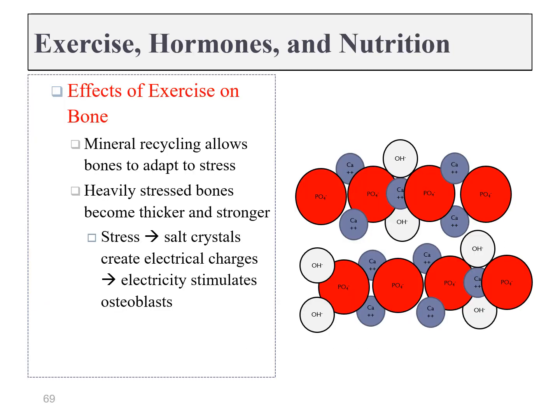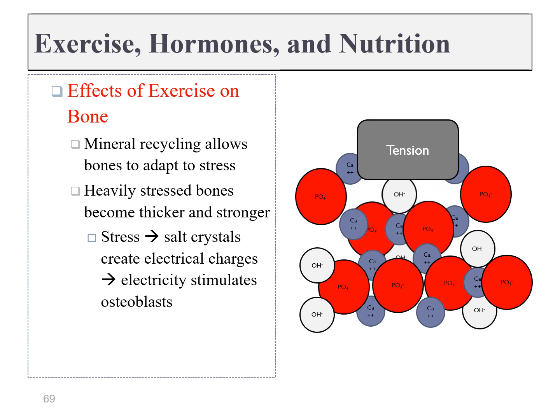The way that this happens is that when pressure is placed on bone tissue, it pushes these ions closer together, and this leads to electrical gradients. These electrical gradients are detected by osteoblasts, and in response to this, osteoblasts will lay down new bone tissue.